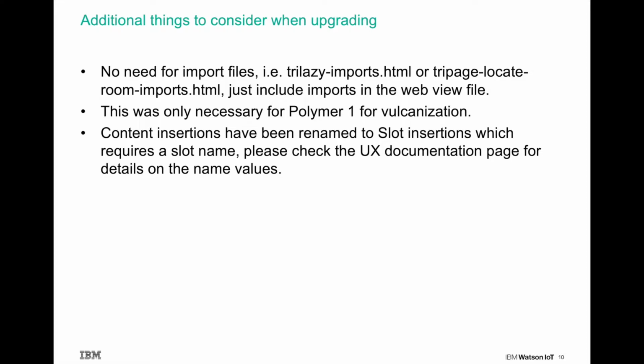And what I mean by that is the try lazy imports HTML file, and for specific view files, for example, try page locate room dash imports HTML. Anything that has dash imports in it, that's something that we don't need anymore. You can manually move those component imports into the main WebView file. So you would move any imports inside try page locate room imports into try page locate room.